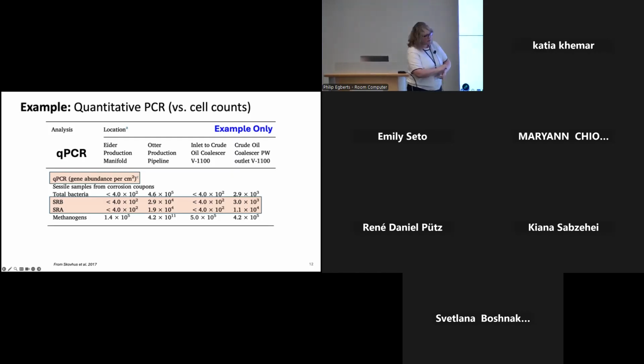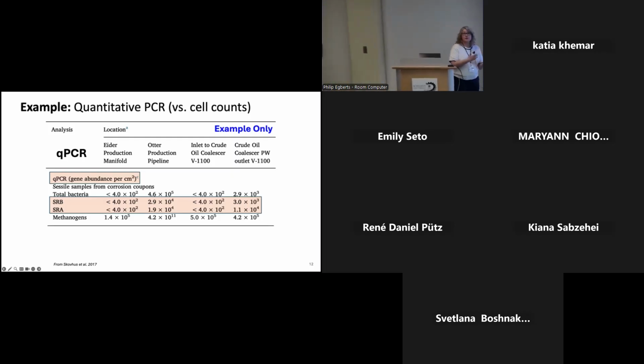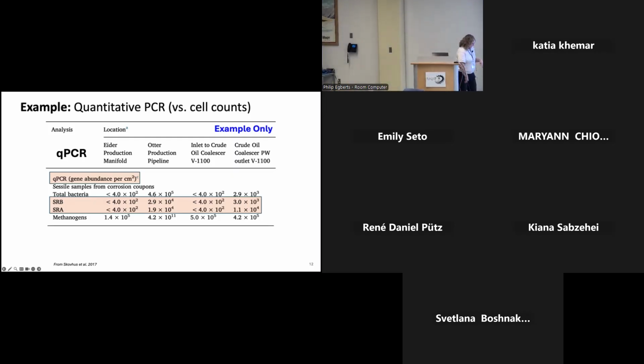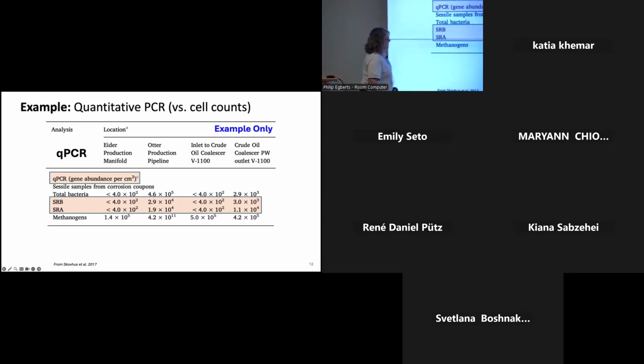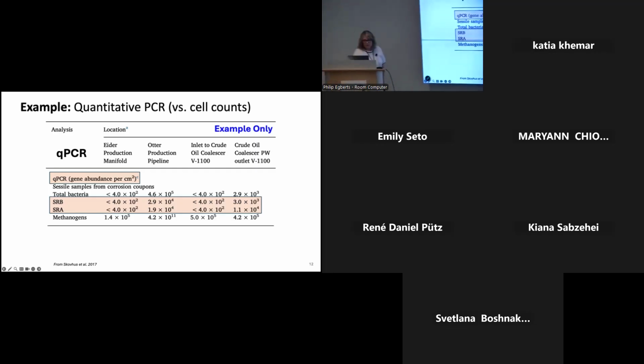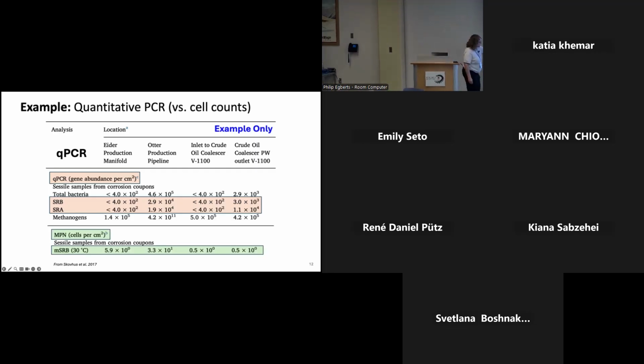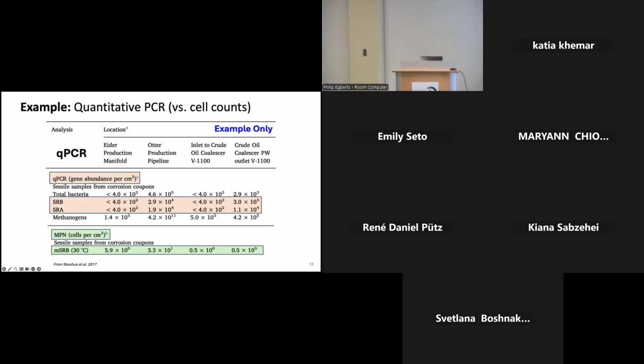They did some counting as well, using bug bottles as well as using qPCR to enumerate different types of microorganisms. They had primers for total bacteria, sulfate-reducing bacteria, sulfate-reducing archaea, and methanogens. You can see numbers ranging from 10 to the 2, in some cases 10 to the 11, 10 to the 5. So quite a lot of these different types of microorganisms. But with the bug bottles, you can see they had very few microbes in their system, 10 to the 0, 10 to the 1.